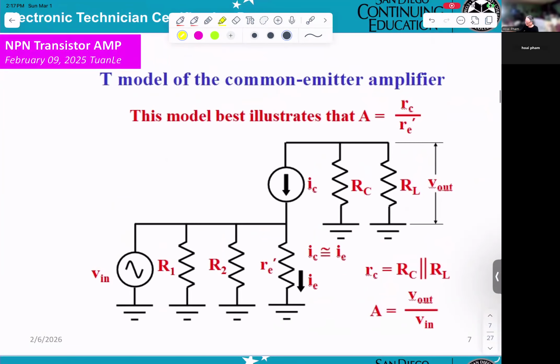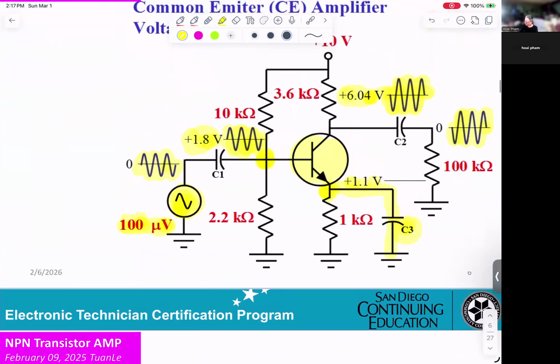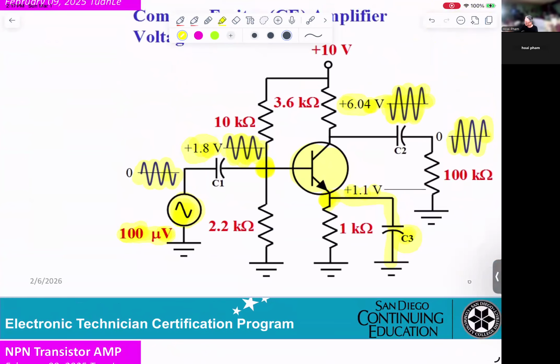Now, the module for the common emitter amplifier. Okay? So now you can see we draw it for AC. Input here. Now see R1 10K, R2 2.2K. R2 connects to the base and to the ground. R1 10K connects to the base and to 10 volt.